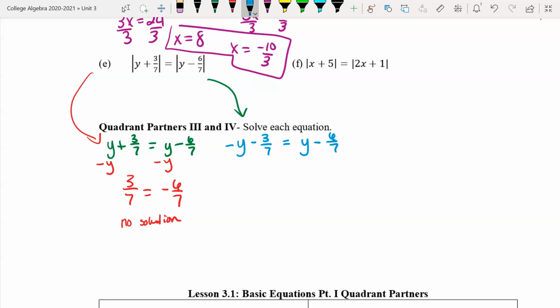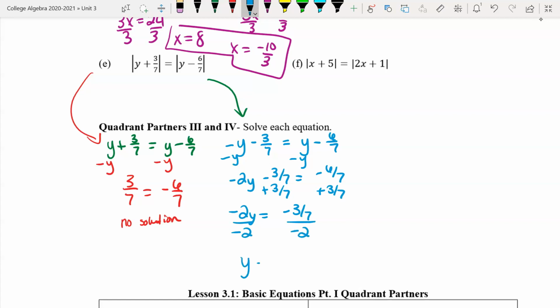However, we can still solve the other one. So let's say we subtract y. We get negative 2y minus 3/7 equals negative 6/7. I would add 3/7. You get negative 2y equals negative 3/7. Divide by negative 2. You get y equals 3/14. And that one does work. And it is, like I said, possible to have just one answer. Okay? So it just kind of depends on the problem.